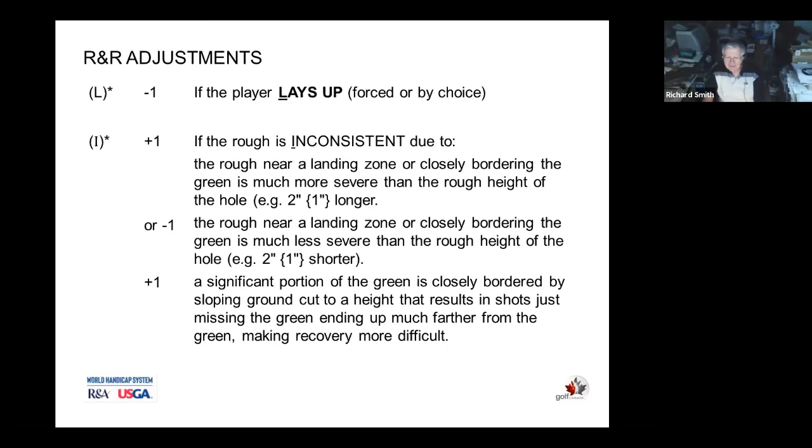And then another way we could get the inconsistent +1 is if a significant portion of the green is closely bordered by sloping ground cut short. You'll often hear them on television call those collection areas, where if you go over or slightly miss the green, the ball will roll all the way down into a closely mown area that's maybe 15 feet below the surface of the green and quite difficult to recover from.